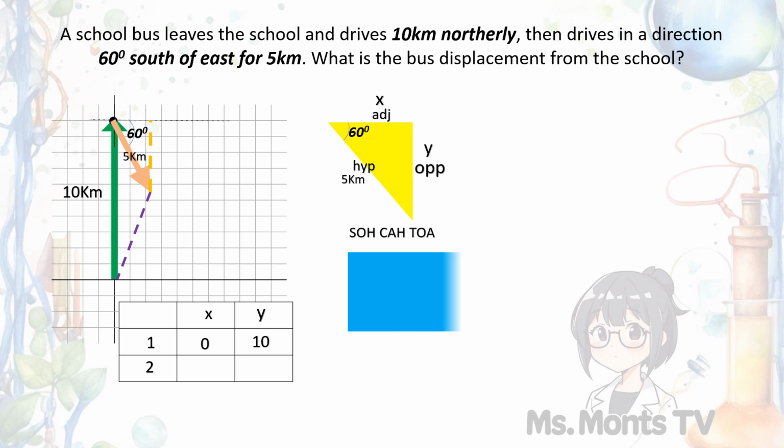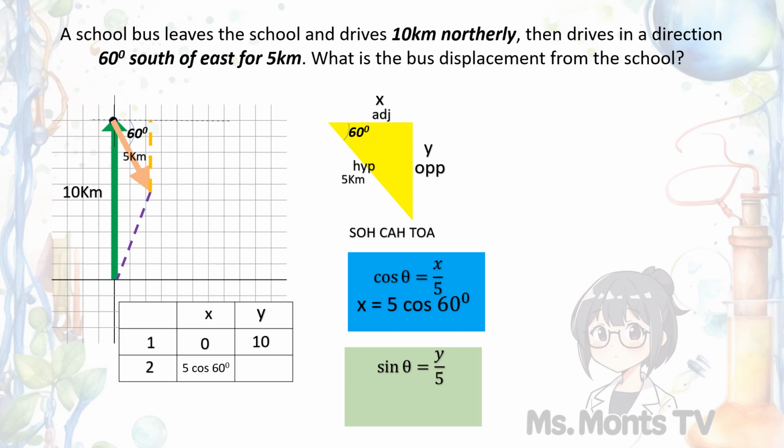Now, for the x-axis, that's the adjacent. Adjacent, meaning we're going to use cosine, adjacent over hypotenuse. X equals 5 cosine 60. And the opposite is y equals negative 5 sine 60. Then total the x component using your calculator and the y component using your calculator.